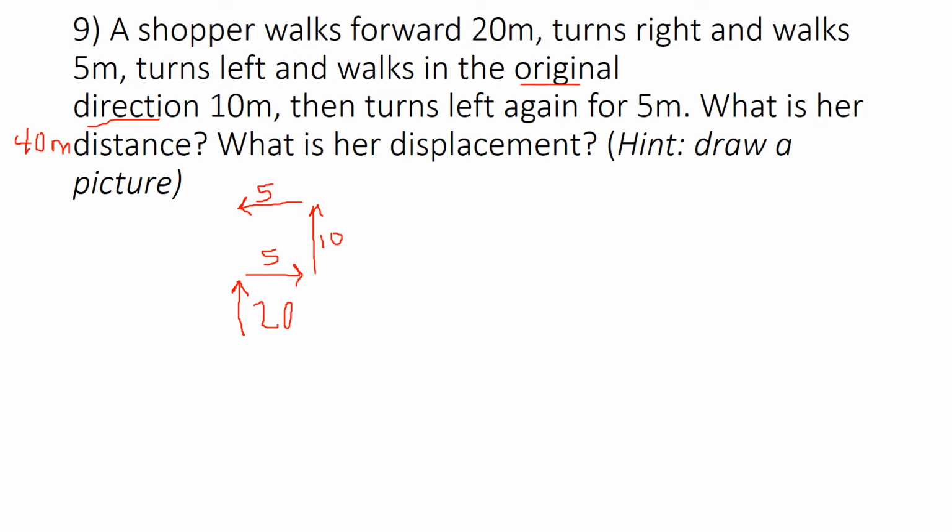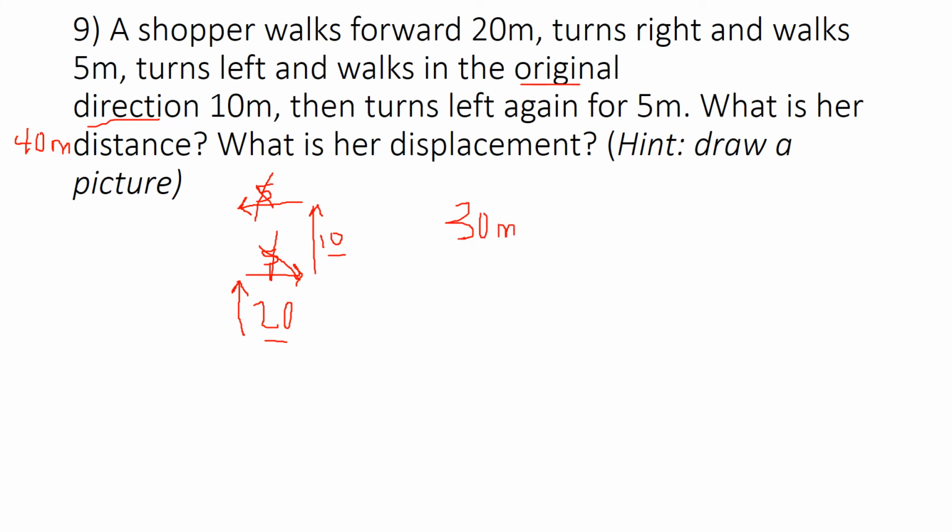Okay, so remember, opposite directions we subtract, same directions we add. So these 5s, they're in opposite directions. So they totally cancel out. 5 minus 5 is 0. So we can eliminate those, and that makes it a lot simpler. So we have a 20 and a 10, and they're going in the same direction. So 20 plus 10, her total displacement is 30 meters.